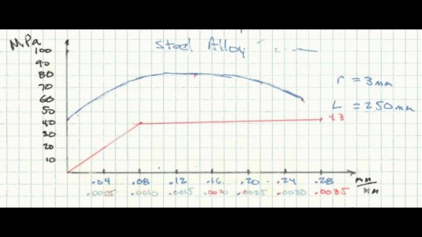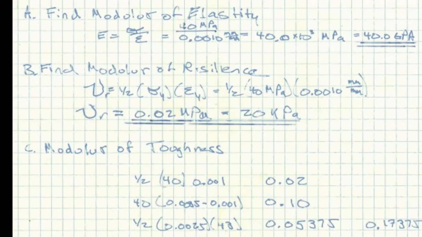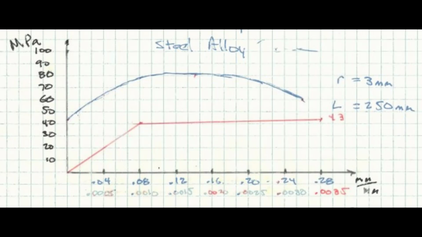So the first thing we want to do is calculate the modulus of elasticity. And that's in the beginning portion there on that linear straight line. To calculate that, E is equal to the stress over the strain, so we're looking for the slope. In this case, the very top point there, the delta between the beginning and the end at that point is 40 megapascals for the stress.